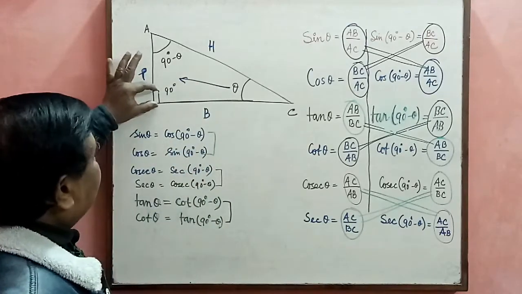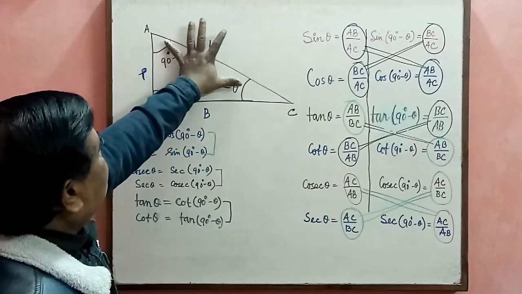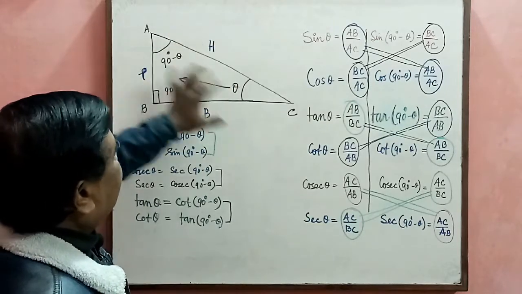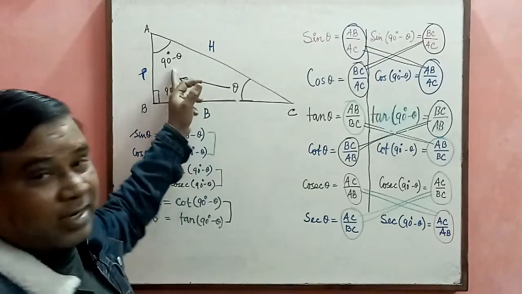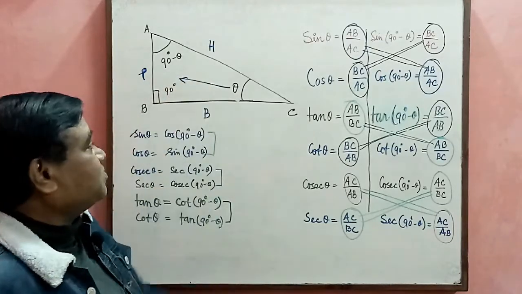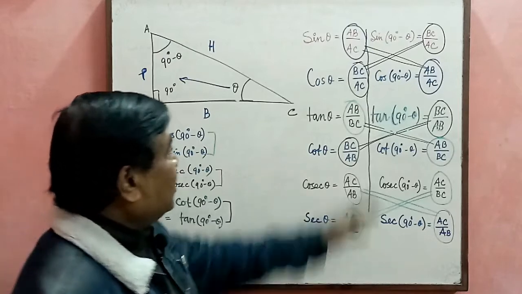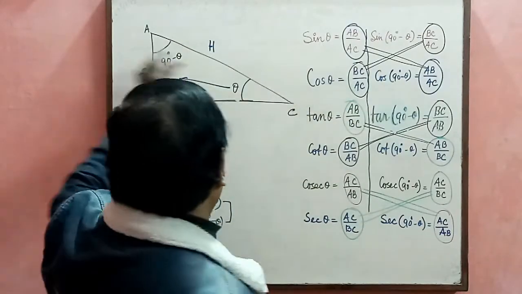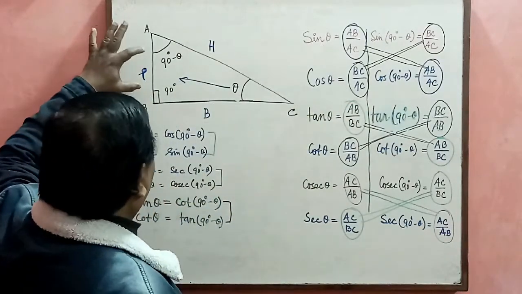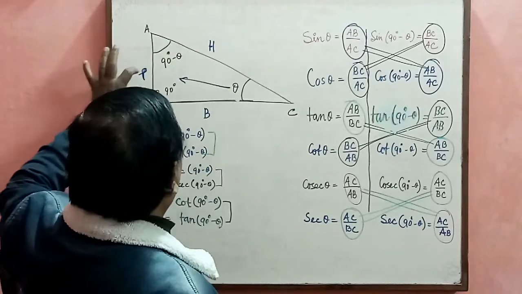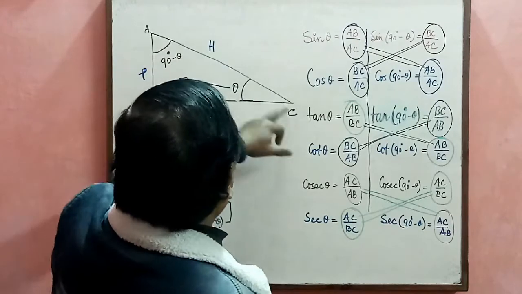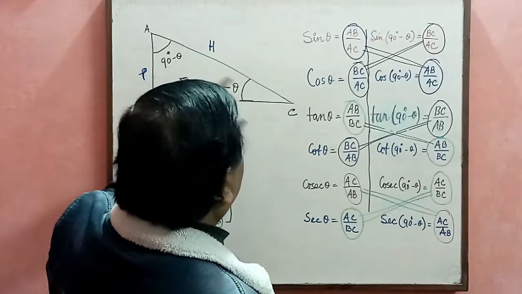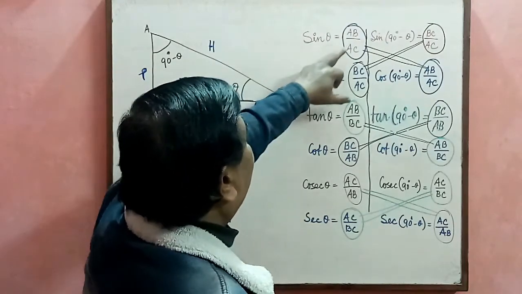One angle is 90 degree, so the sum of these two angles is also 90 degree. If I consider this is theta, this is 90 degree minus theta. Here sin theta is perpendicular upon hypotenuse. Perpendicular is AB and AC is the hypotenuse, opposite to 90 degree. Sin theta is AB upon AC.